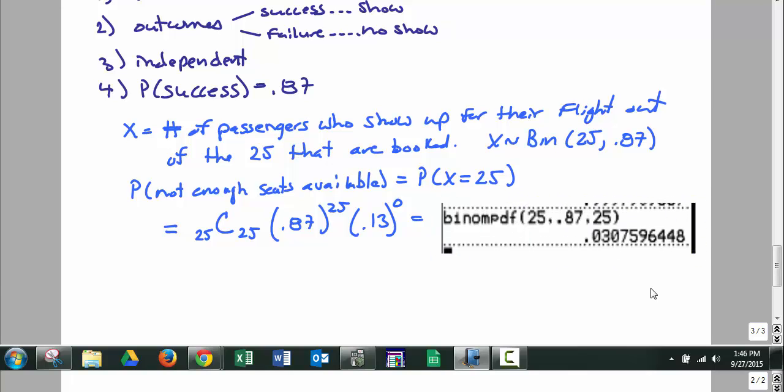So if we round this to the nearest 3 places, the probability of not enough seats is pretty small in this case. This would be a probability of 0.031 if we rounded to the nearest thousandth. So the probability that they overbook the flight is only about 3%, given the long-term distribution of how people show or don't show for airplane flights.